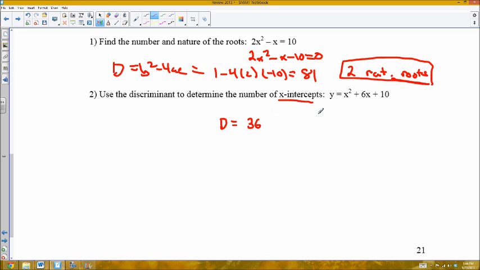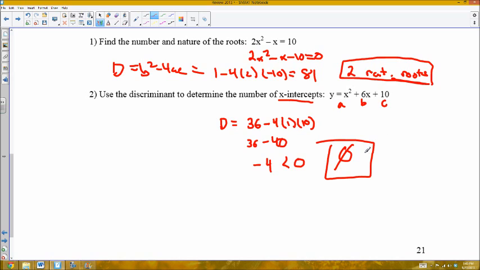So this will be 36, since b is 6, c is 10, a is 1. So b squared is 36 minus 4 times a, which is 1, times c, which is 10. So this becomes 36 minus 40, which is negative 4. Since that's less than 0, I will have no roots. So there's no solution or no roots.